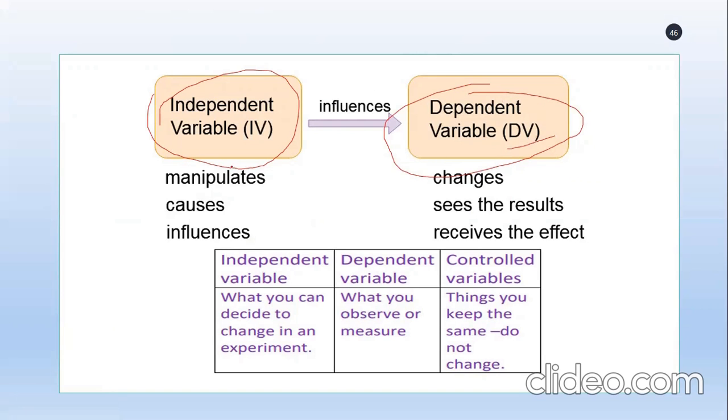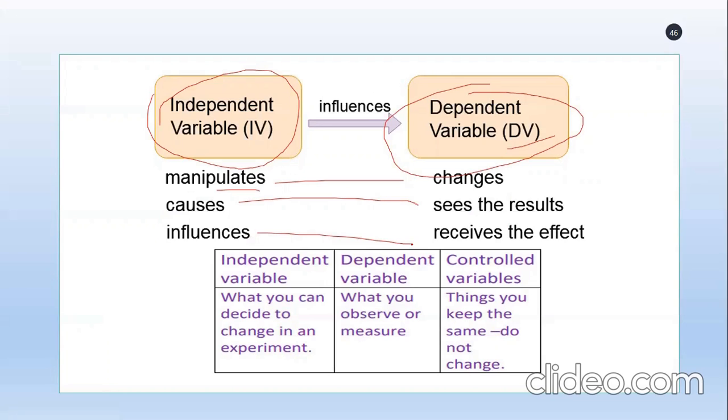So independent variables are those that you can decide to change in an experiment. It means you can control them, you can manipulate them, they are the cause and the influencers. And what they do, the manipulation brings changes, causes bring results, and influences can bring the effect.